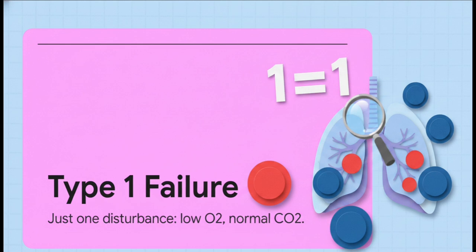The body is fundamentally failing to bring that life-sustaining oxygen in, but it's still managing to clear out the waste gas. And you might be wondering, why is that? Well, it's because carbon dioxide actually diffuses much easier across cell membranes than oxygen does. So even when a lung is damaged, it can usually still blow off that CO2, leaving us with just that single disturbance of low oxygen.